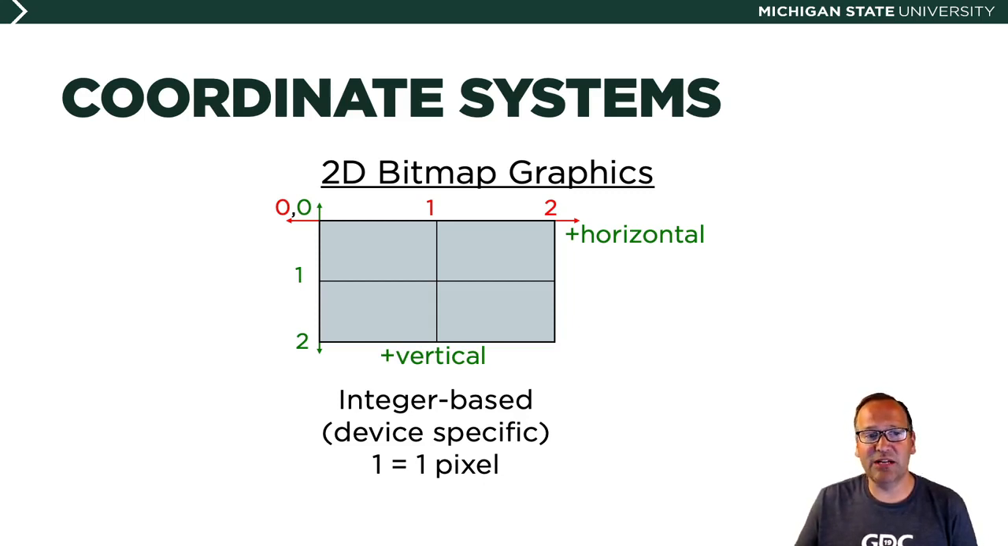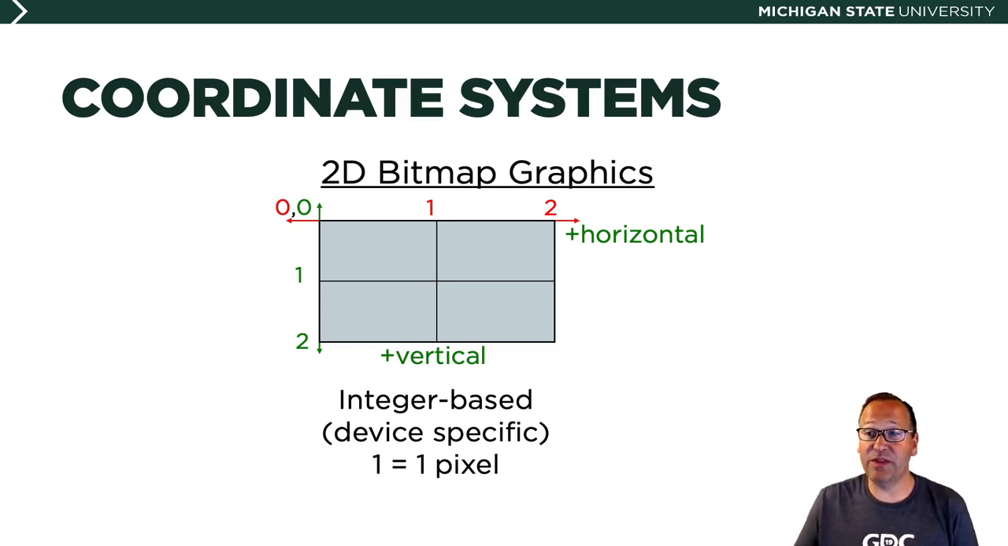In this coordinate system, the upper left-hand corner is the 0, 0 position. As we move horizontally to the right, we go up in pixels. So horizontal pixel position 0, 1, 2, 3, and so on, up to something like 1920 on a 4K display. As we move vertically down, we go from vertical position 0 to 1, 2, 3, and so on, up to something like 1080 on a 4K display.